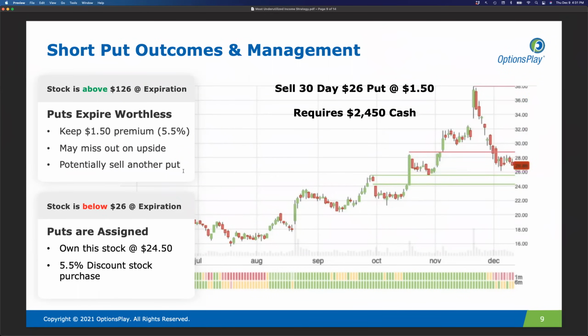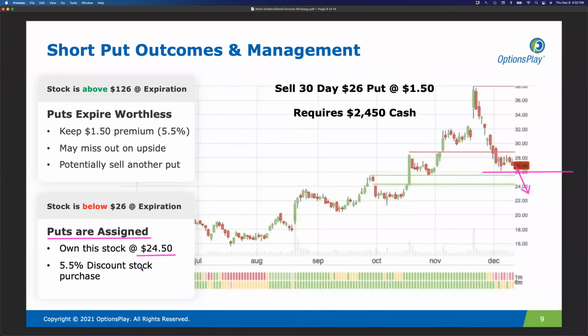Now, if on the other hand the stock does decline below $26 at expiration, which is your strike price, well, now the puts are assigned to you. So effectively you own the stock at $24.50, which is the $26 minus the $1.50 that you collected. So you're owning the stock at $24.50, which is a 5.5% discount on your stock purchase.